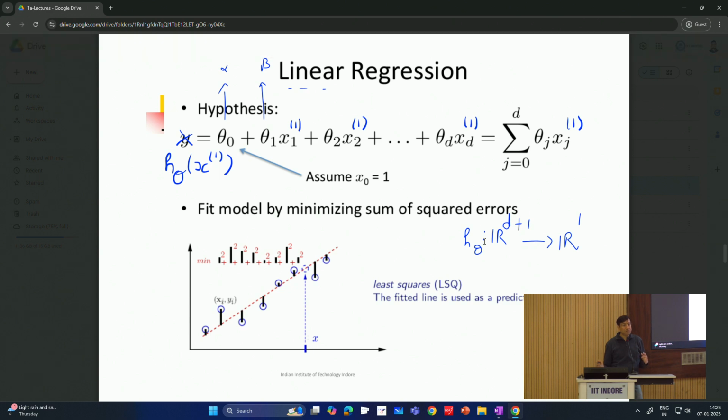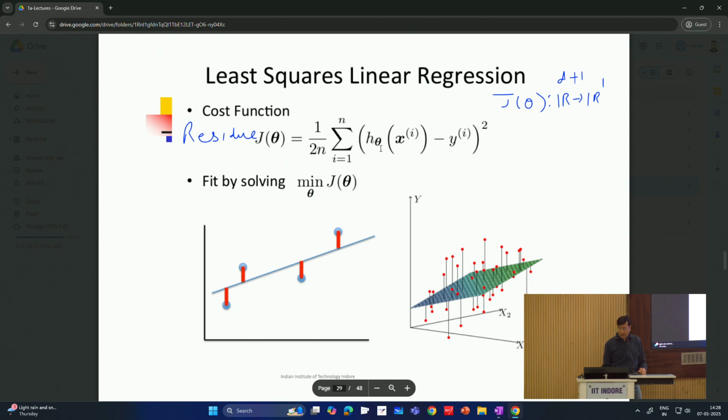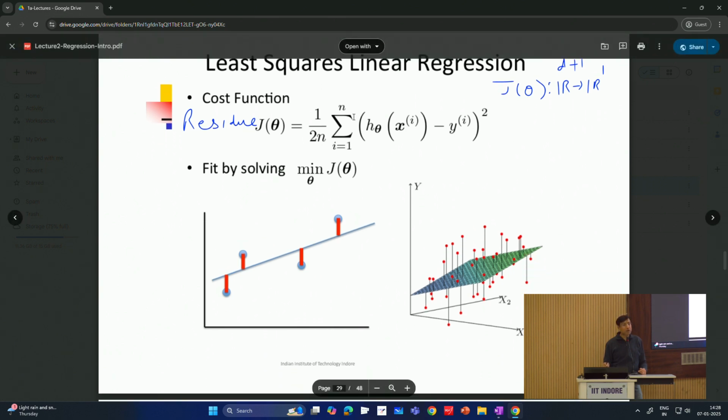Now what do we do? We have to take the difference of this from the actual value, sum it over all the points and minimize it. Same thing which we did. That's written on the next slide. We call it a residue. We're taking h theta xi minus y. This is the actual value. This is the predicted value. Subtracted, squared. What I have done is put 1 over 2n in the front. Why have I done it?